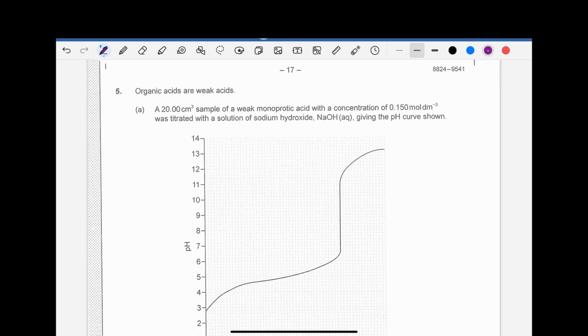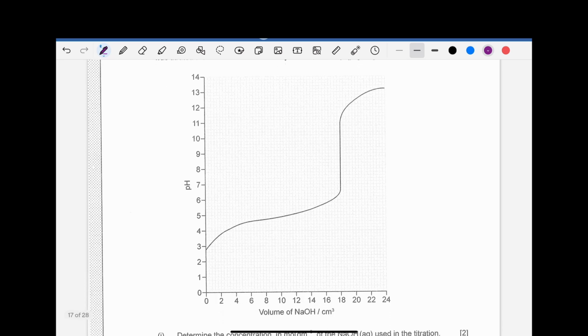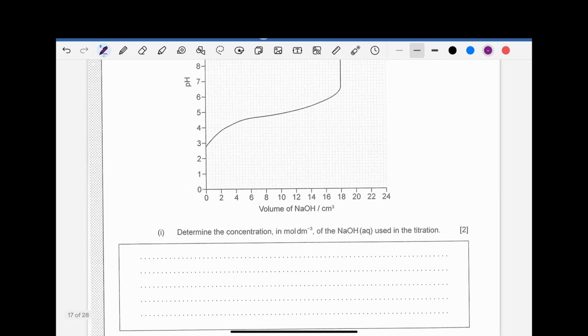So it's monoprotic, which means it can give one proton away, so it's like HX. The concentration of acid is given and the volume of acid is given. So determine the concentration in mol per dm³ of sodium hydroxide using the titration data.